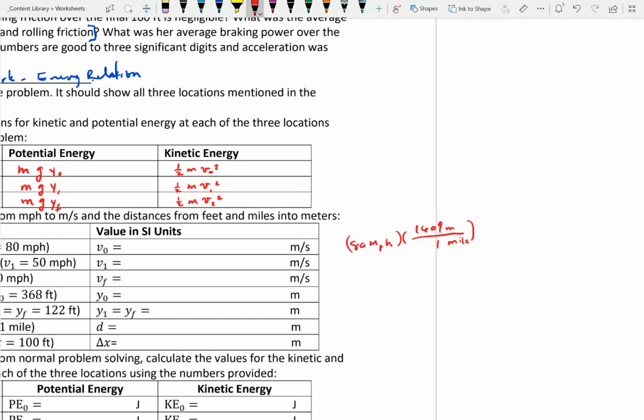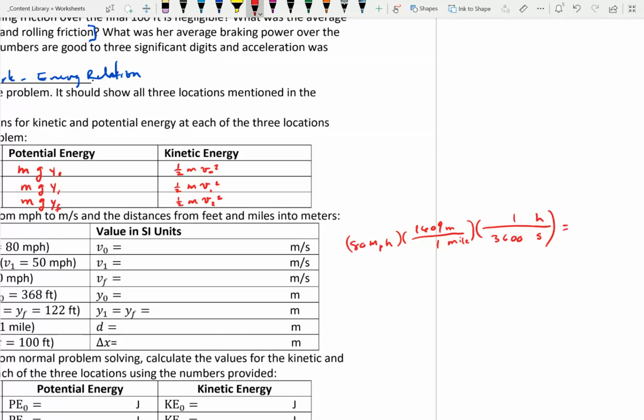I sure hope that's right. That's what I remember. Let me just double check my conversion there. Yeah, I just used the full-on thing. And then I have hours. Hours are on bottom, so I need hours on top and seconds on bottom because that's the standard unit. So 1 hour is 3600 seconds.